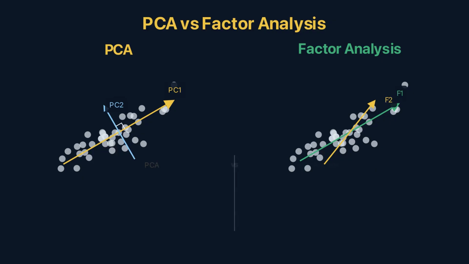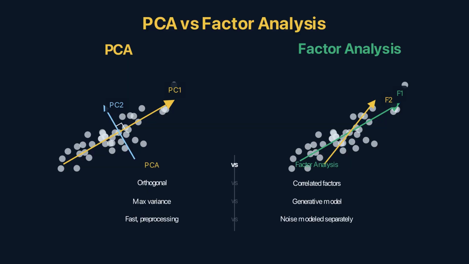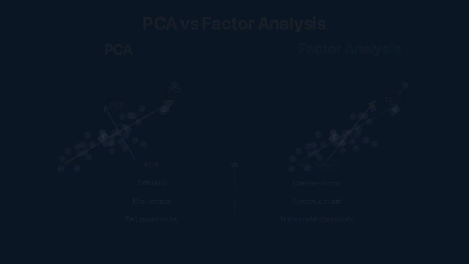For single-cell RNA-seq, PCA is used as a preprocessing step, fast and orthogonal. Factor analysis is used when you want a generative model of how the data was produced.